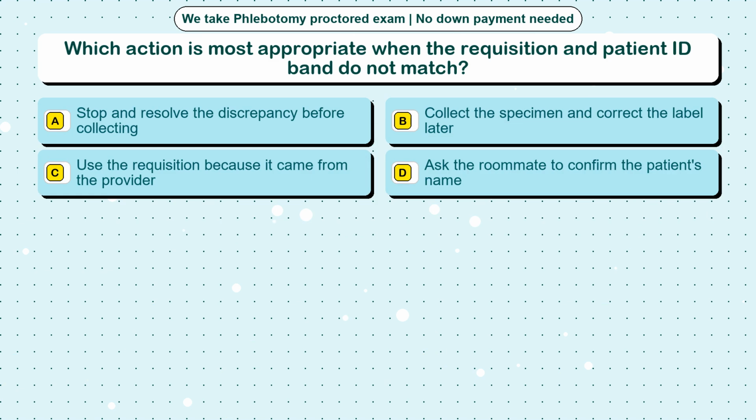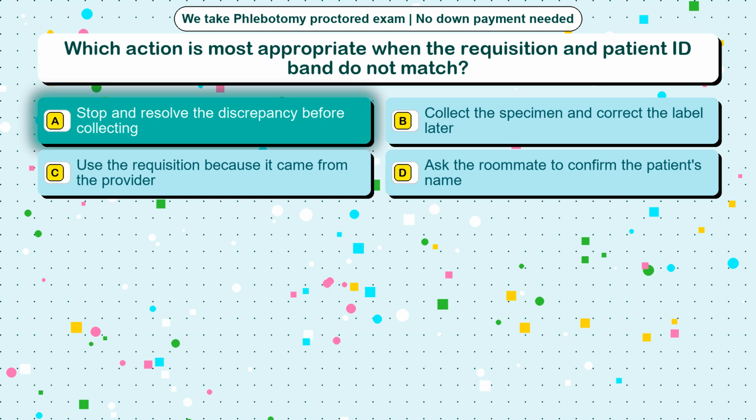Question 59. Which action is most appropriate when the requisition and patient ID band do not match? Option A, stop and resolve the discrepancy before collecting. Option B, collect the specimen and correct the label later. Option C, use the requisition because it came from the provider. Option D, ask the roommate to confirm the patient's name.